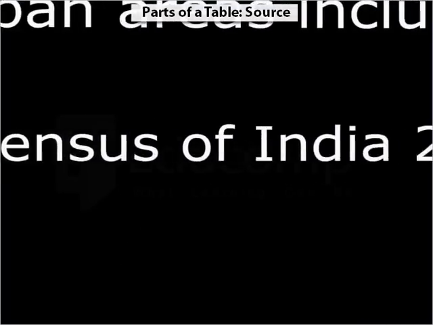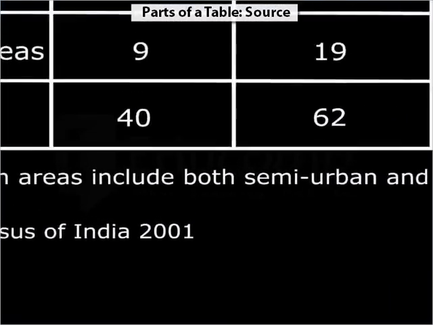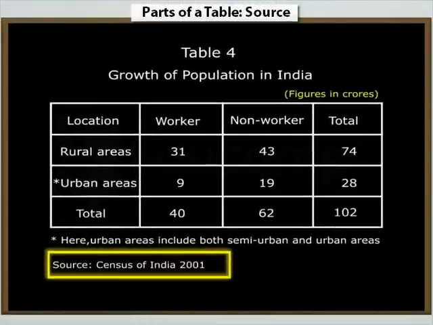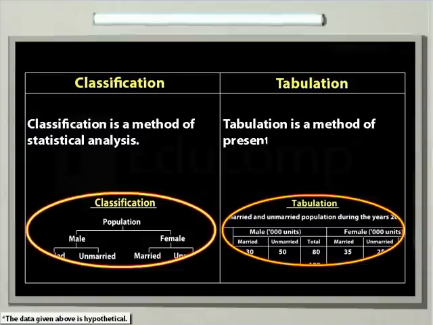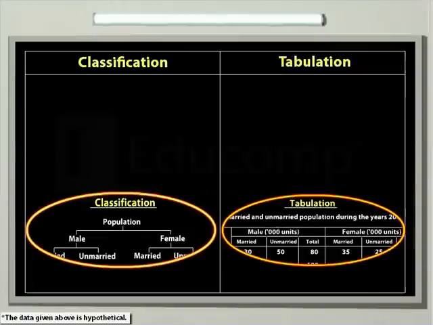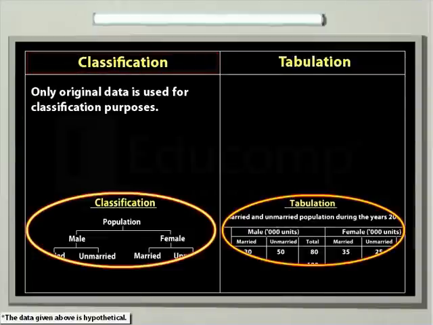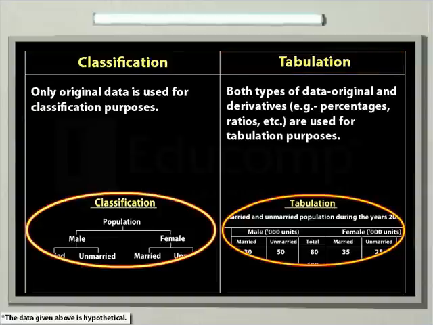Source is generally given at the bottom of a table. It is a brief statement or phrase indicating the source of data presented in the table. If more than one source is used, all of them need to be mentioned. Classification is a method of statistical analysis, whereas tabulation is a method of presentation of data. In the process of classification, original data is used. In tabulation, however, both types of data, original and derivatives, are used.